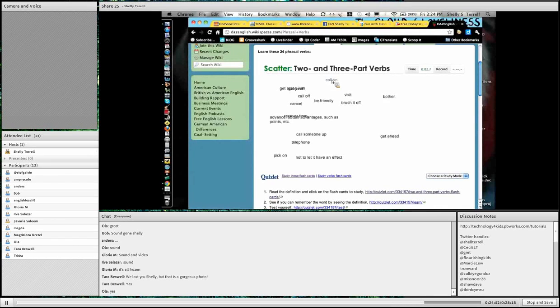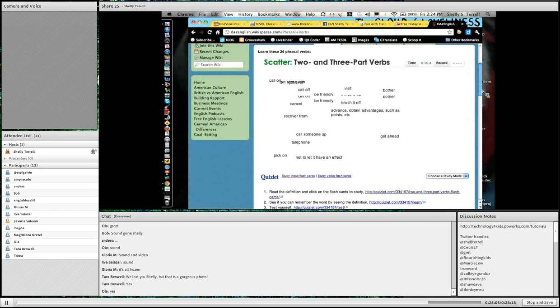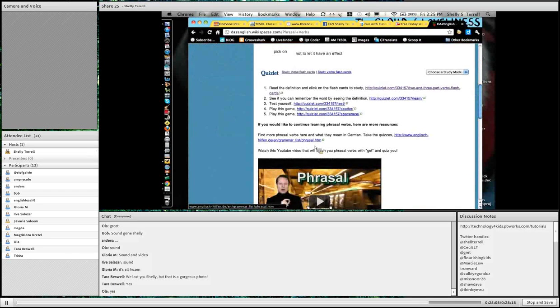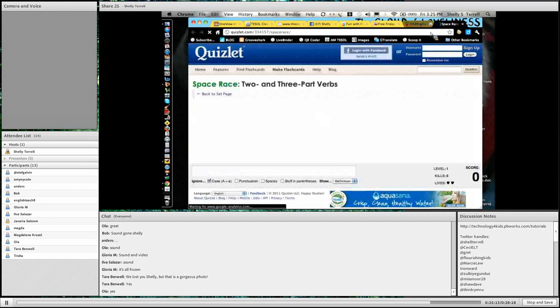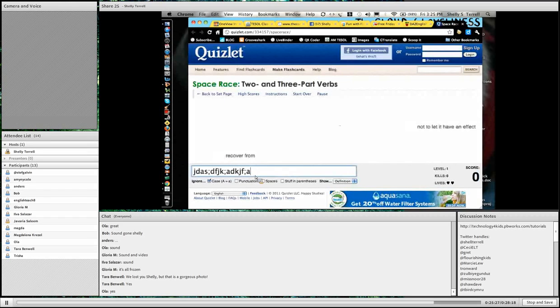Call on, let's see, this is the way they pick on. They do the different games. You can see how it's doing the recording, and then it's going to give them a time as well. The other one that they also have is space race. Let me see if I have the space race. But they can just start playing. And then what they have to do is type in the phrasal verb that it is. They have to type it in right here. And then when they finish, they can go ahead and have different ones.